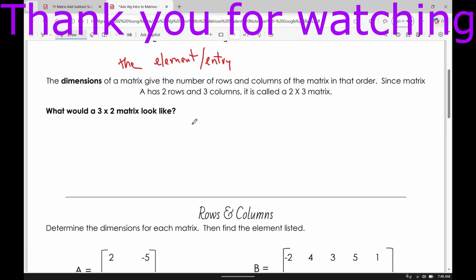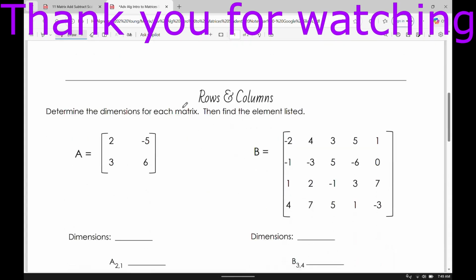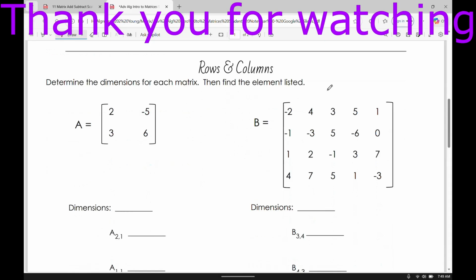So what does a matrix look like? Let's start with this example. Here we have a matrix. What are the dimensions of this? We call it 2 by 2. So we write 2 by 2.